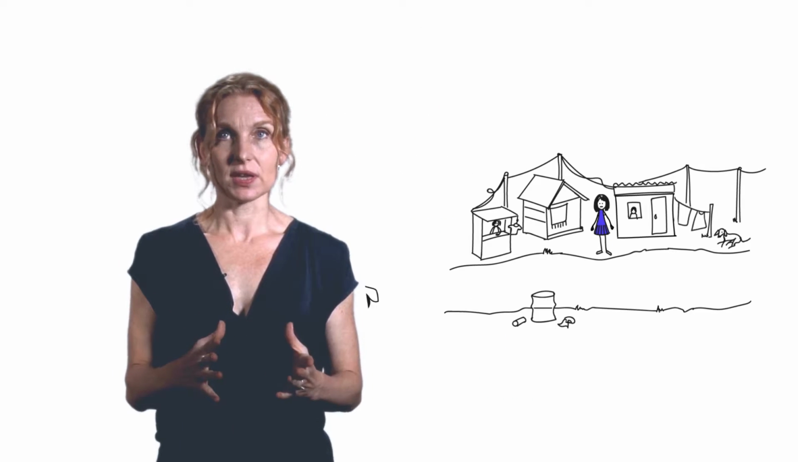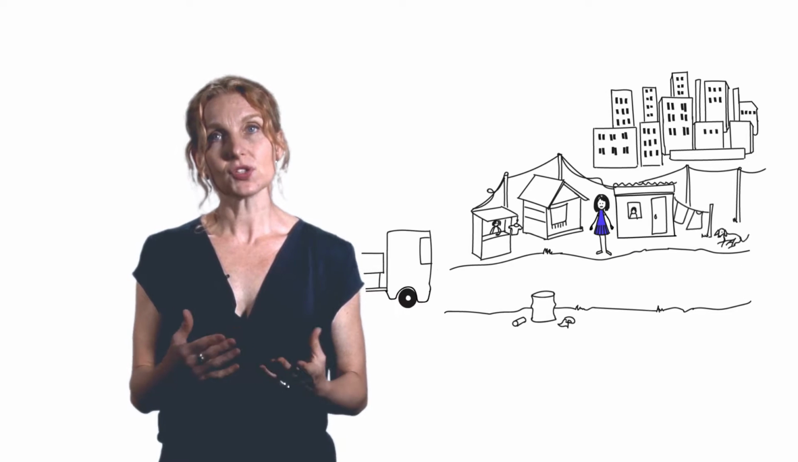Anna lives in a poor area in a big city. Traffic is heavy and there's no school bus, so she has to walk to school every day. Unfortunately, the pollution from the cars and trucks makes her asthma worse.